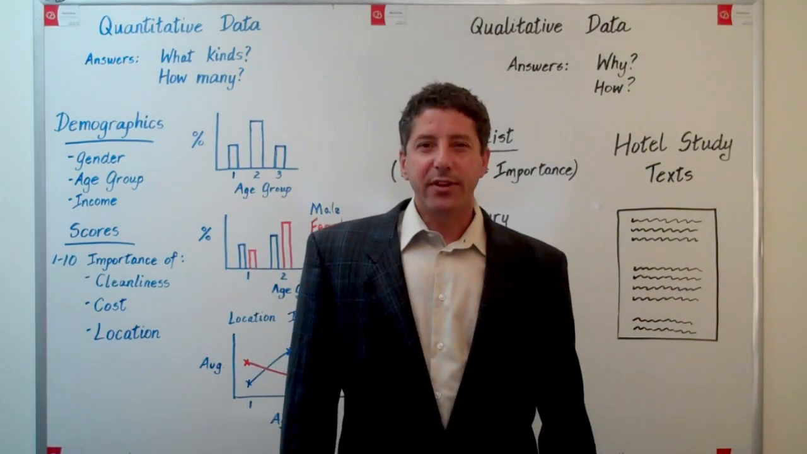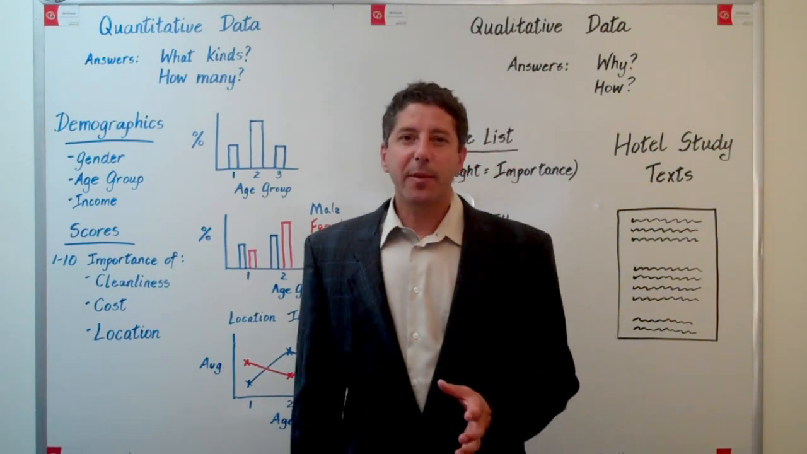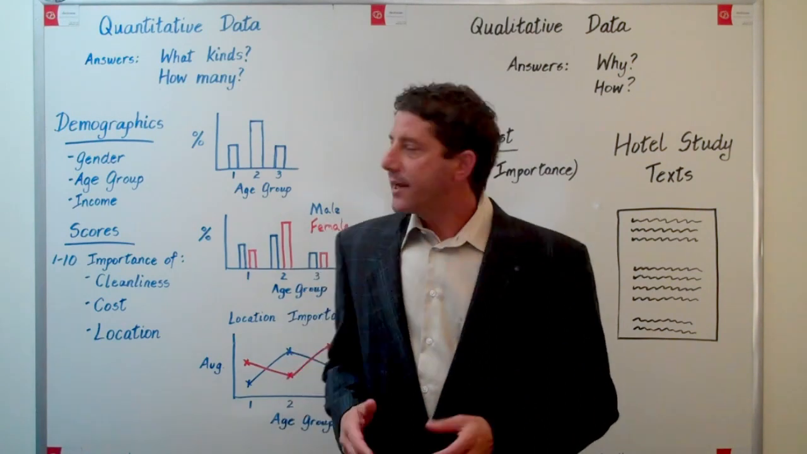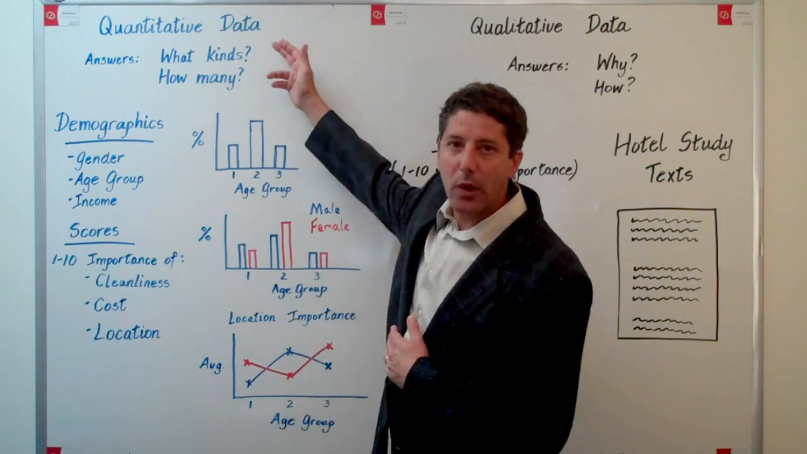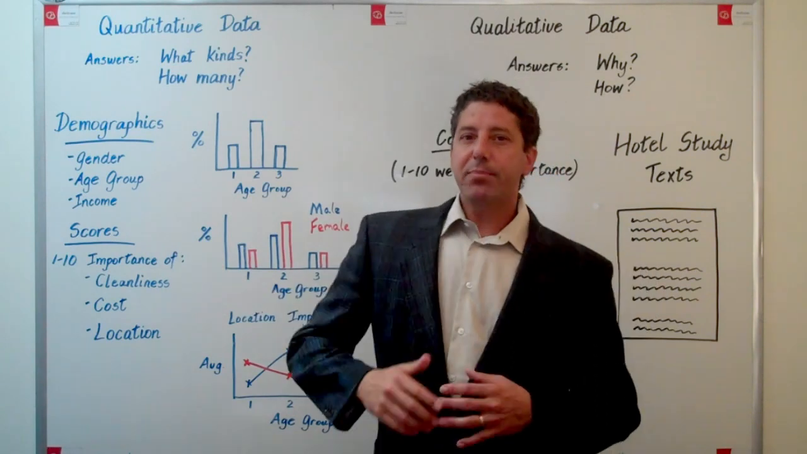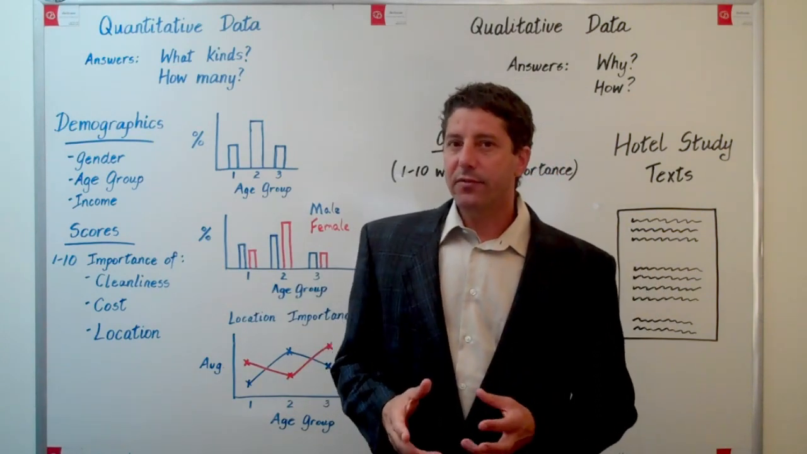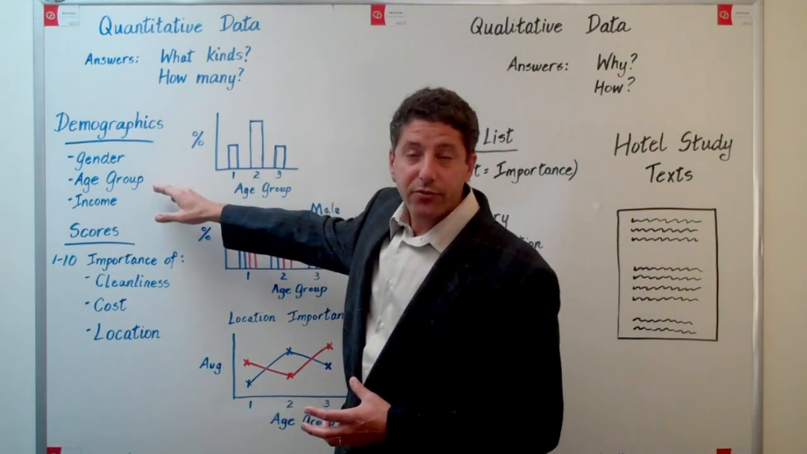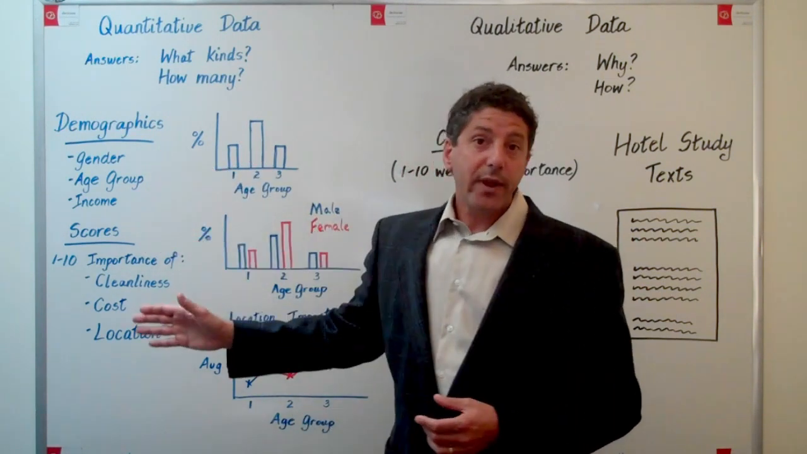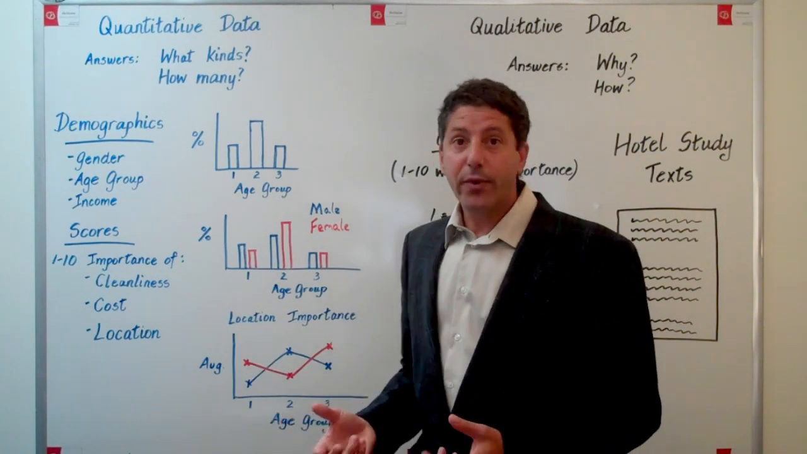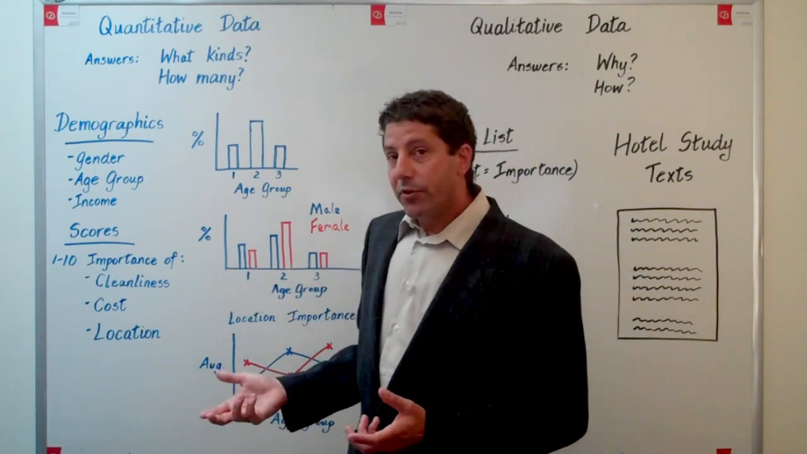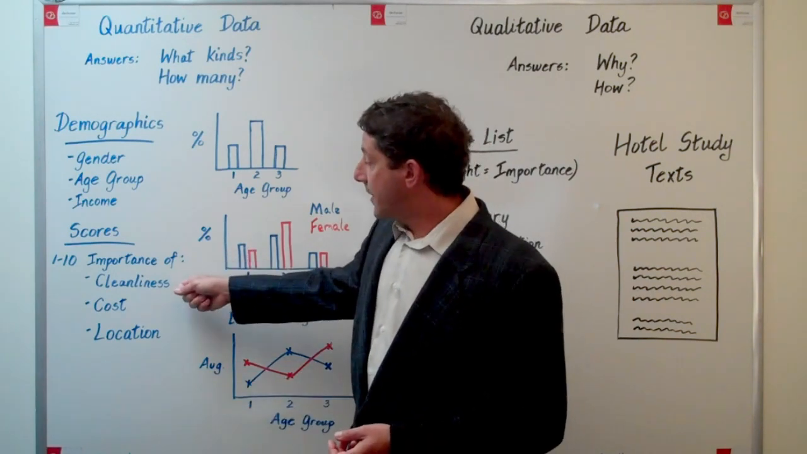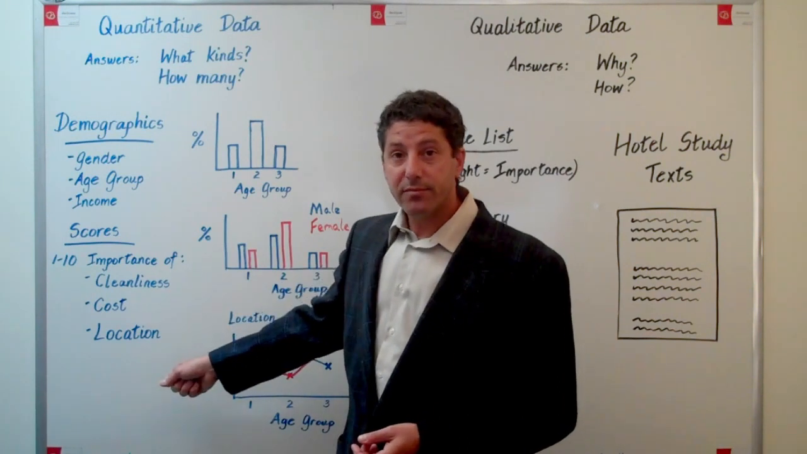The situation is this. Market researchers are trying to figure out the best way to advertise for a new concept hotel in Las Vegas. Quantitative data are great at answering questions like what kind and how many. So if we were going to approach this problem from a quantitative perspective, we'd go out and find out things about our participants like gender, their age group, their income level. We might also ask them to fill out questionnaires and give us ratings on scales, like when you're making a hotel decision, how important is it to you on a scale of 1 to 10 of cleanliness, cost, or location?